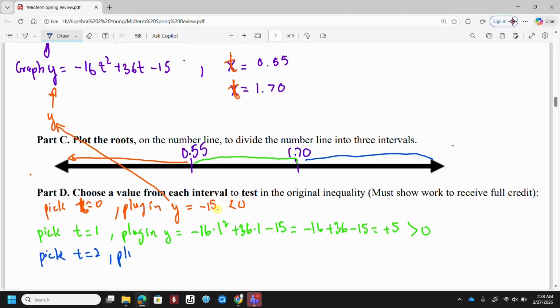And then again, I'm going to plug into y. It'll be negative 16 times 2 squared, plus 36 times 2, minus 15. Be careful with that. 16 times 4 is 64, so it'll be negative 64. 36 times 2 is 72, minus 15. Negative 64 and negative 15 would be negative 79, which is less than 0. So you have two things here. Less than 0 is negative.